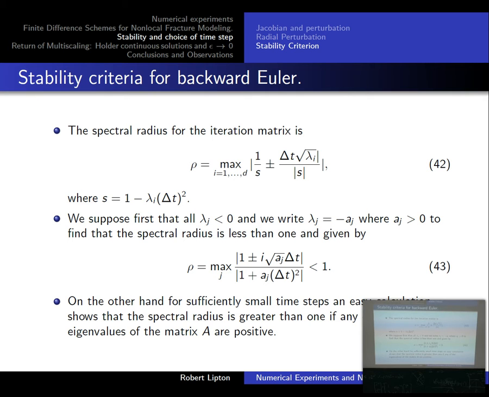Let us suppose first that all the eigenvalues are less than 0. That means the A matrix is negative definite. We plug in the eigenvalue there; it's a negative number, so Aj is positive and minus Aj is negative. Taking the magnitude of the top and the bottom, you quickly find that the spectral radius is 1 as long as all these eigenvalues are negative. On the other hand, for sufficiently small time steps, an easy calculation shows that it is bigger than 1 if any of the eigenvalues of A are positive. So we have some stability for negative definite and instability for positive.